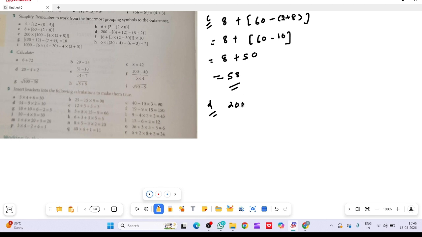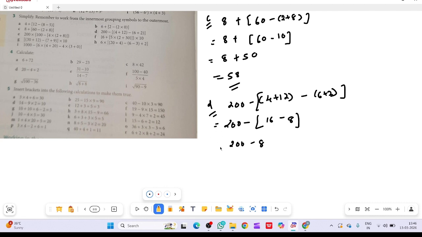Then D is 200 minus 4 plus 12 minus 6 plus 2, and everything this is in square bracket. So 200 minus 4 plus 12 is 16, minus 6 plus 2 is 8. So 200 minus 16 minus 8 is 8, and this is nothing but 192.